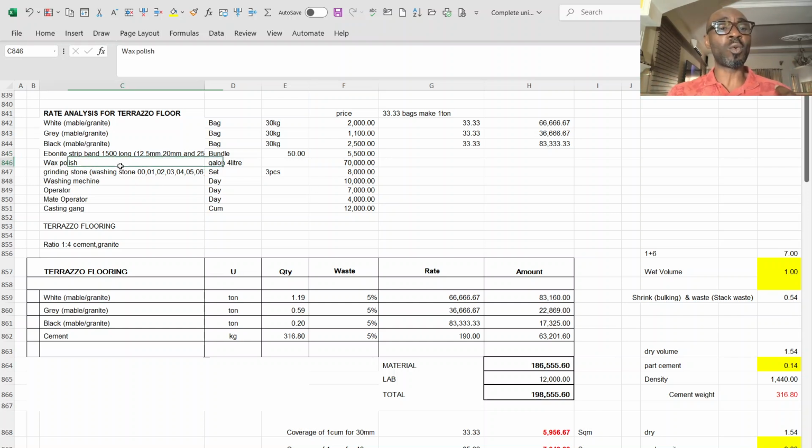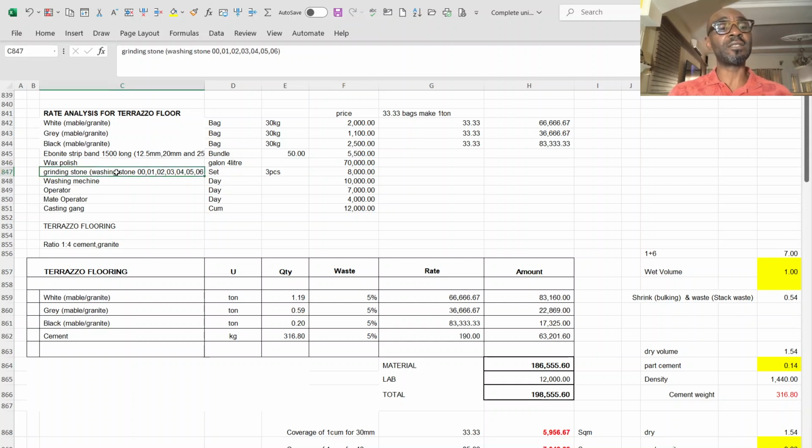Then you have the wax polish. After you must have finished grinding to the taste you want, then you have to now wax it. This wax polish comes in a gallon of 4 liters, and the cost is 70,000. There are different brands in the market. There are cheaper brands, there are expensive brands. But in this case, for the purpose of this illustration, we are using this one that is expensive, 70,000 per gallon.